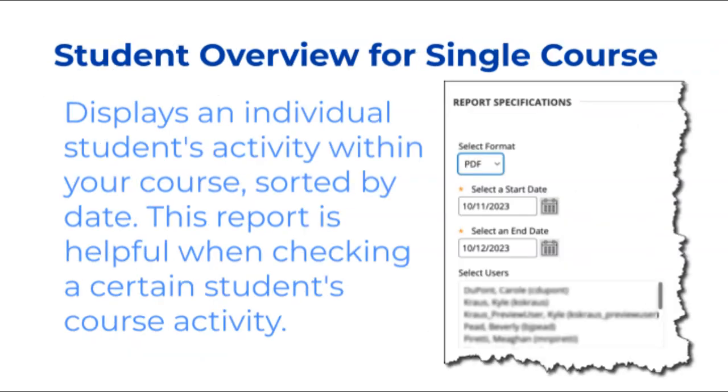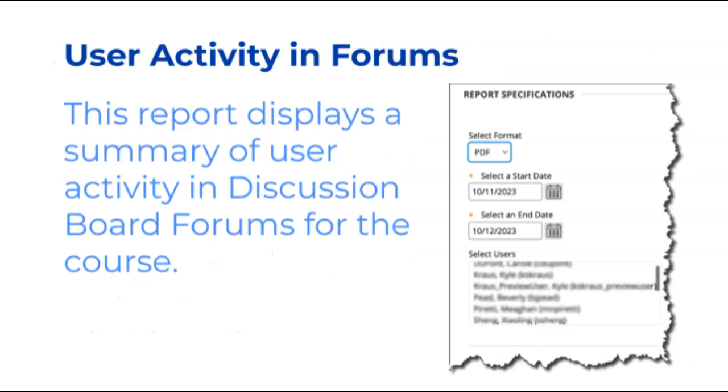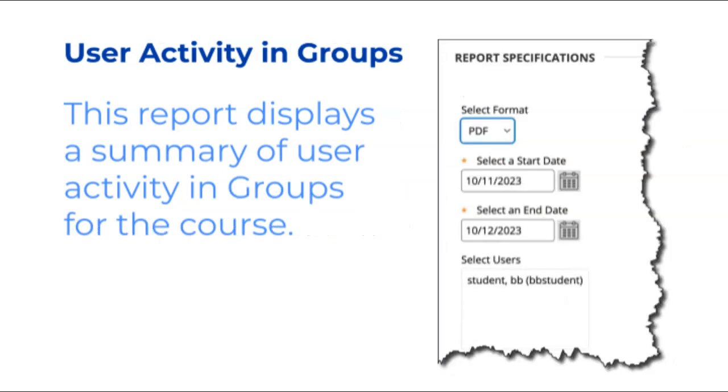Student Overview for Single Course displays an individual student's activity within your course sorted by date. This report is helpful when checking a certain student's course activity. User Activity in Forums. This report displays a summary of user activity in discussion board forums for the course. User activity in groups. This report displays a summary of user activity in groups for the course.